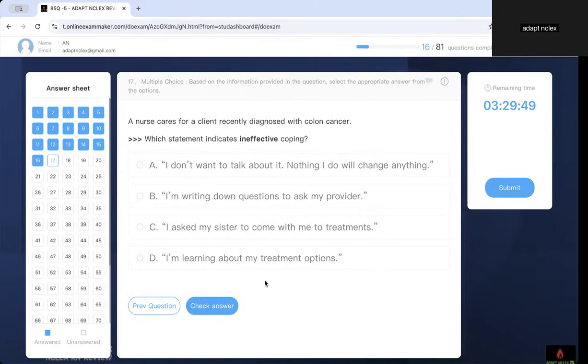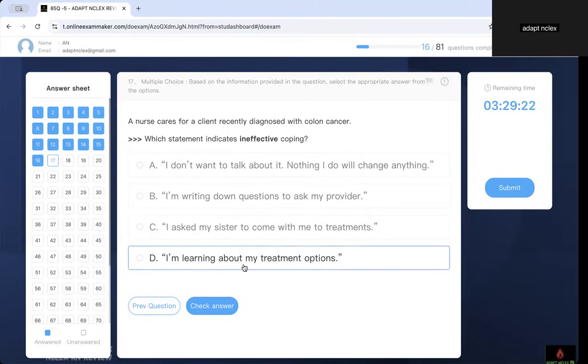"I don't want to talk about it." "Nothing I do will change anything." "I am writing down questions to ask my provider." "I asked my sister to come with me to treatment." "I'm learning about my treatment options." What do you think? Four options. Which one indicates I'm not coping?